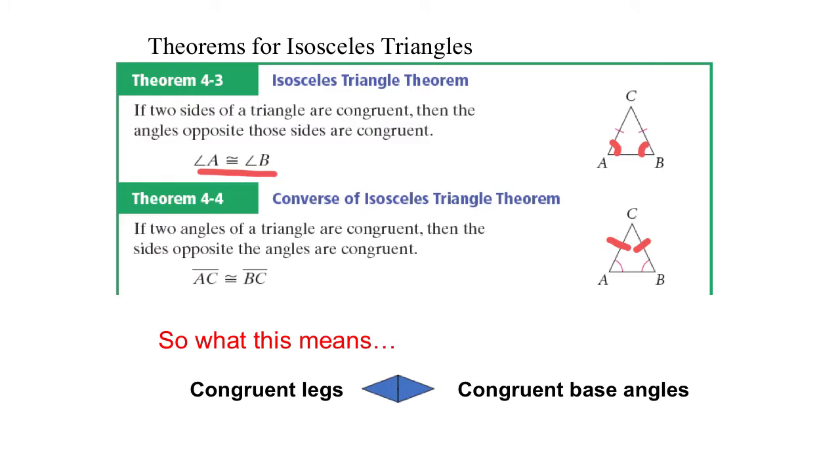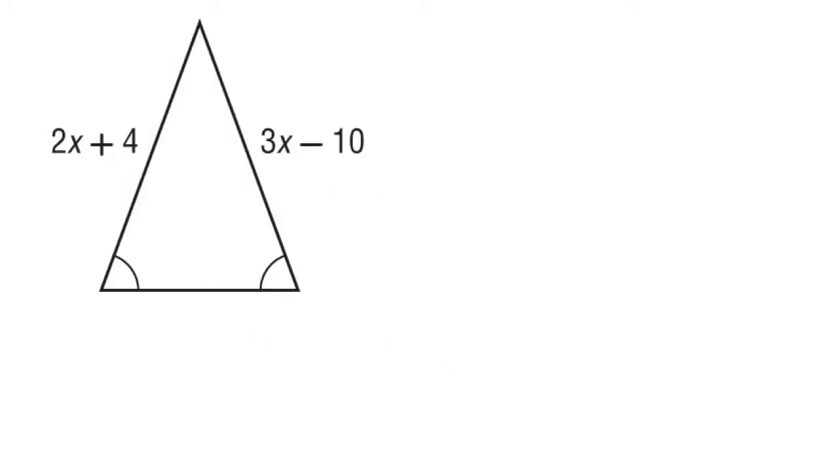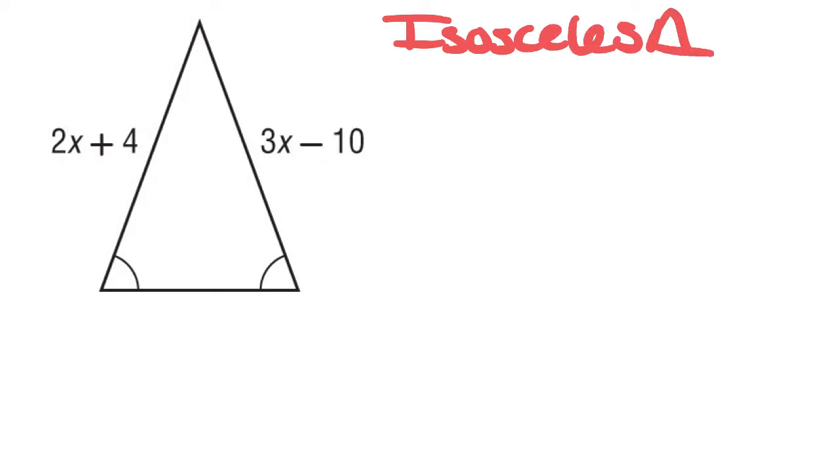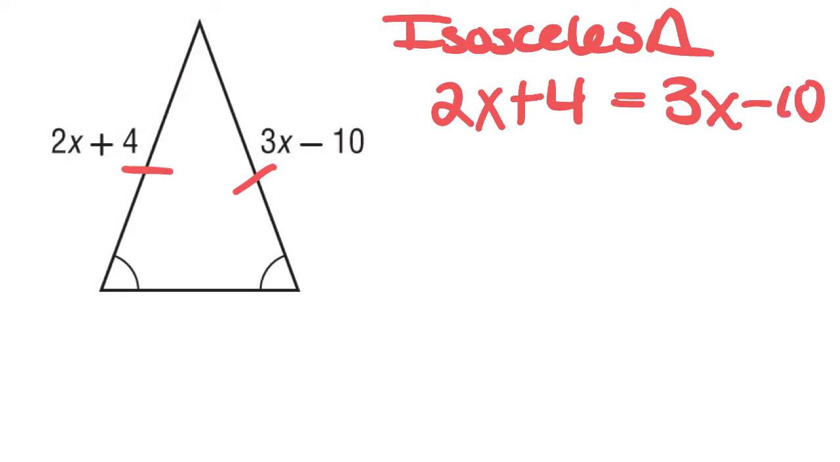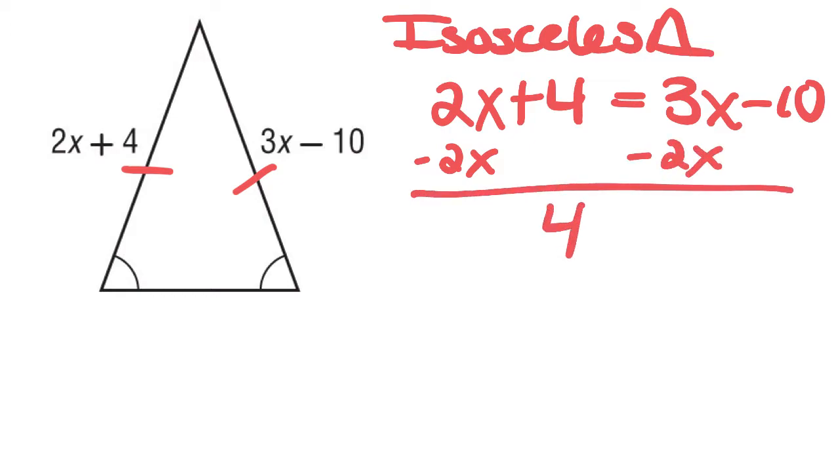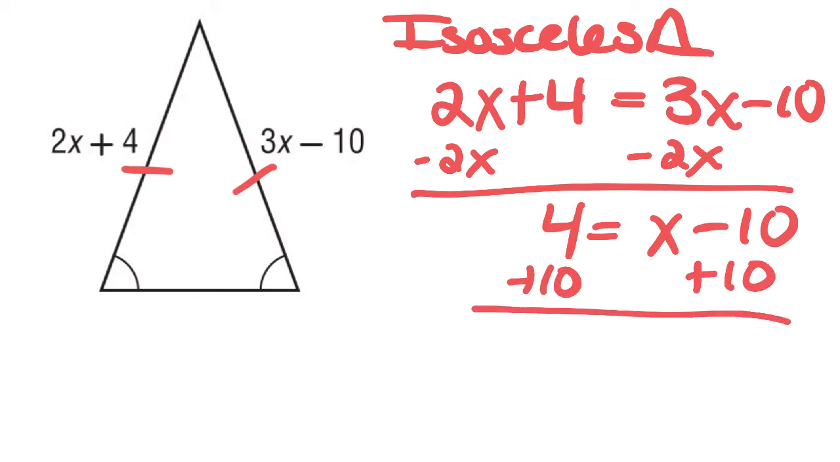So essentially what this means is that congruent legs means that you have congruent base angles, and they're interchangeable ideas that we can use to solve problems. So in our first example, since the base angles are congruent, we know that this is an isosceles triangle so that the sides are congruent. So I could say that 2x plus 4 equals 3x minus 10. So if I solve, I'm going to bring all my x's to the right. So I'll have 4 equals x minus 10. And then I'm going to move the 10 over to get 14 is equal to x as my final answer.